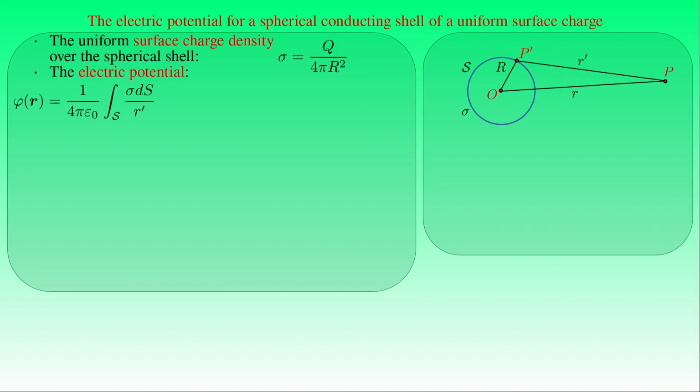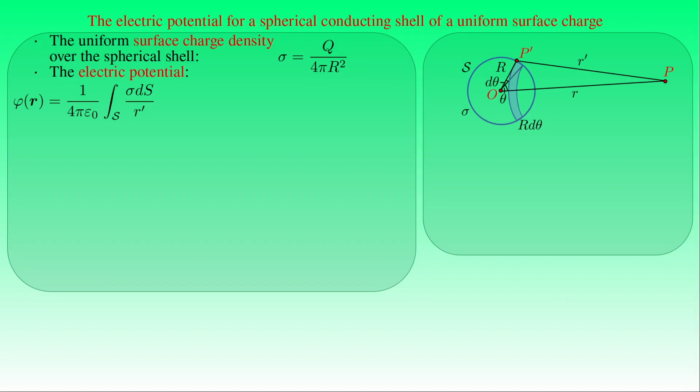to 1 over 4 pi times the vacuum permittivity epsilon naught, times the surface integral of sigma divided by the distance r prime of the area element ds at the point P prime from the point P, over the charged surface S. In order to determine the area element ds in the integral of the potential phi, we consider a spherical annulus or ring generated by rotating the arc of the length R times d theta about the axis passing through the points O and P.